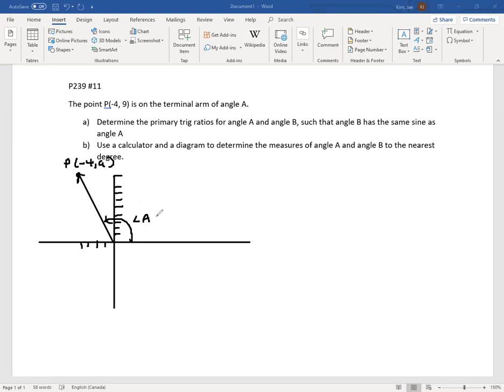Determine the primary trig ratios for angle A as well as angle B, where angle B has the same sine values as angle A. We'll get to angle B later. Sine of angle A, cosine of angle A, and tangent of angle A is what I want. Good morning.